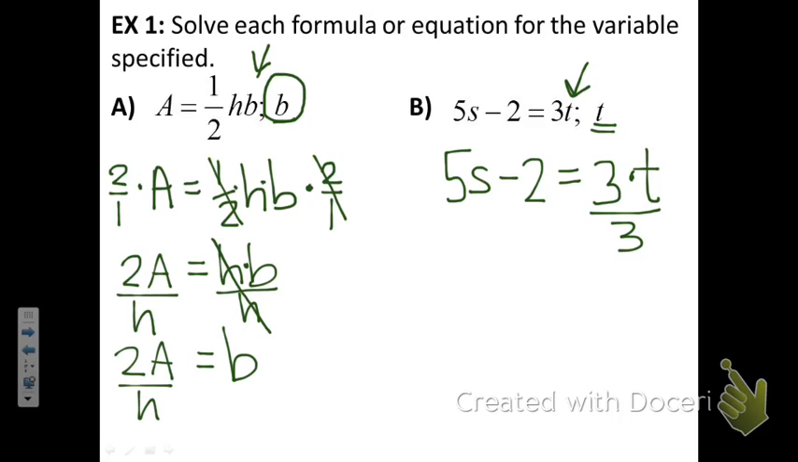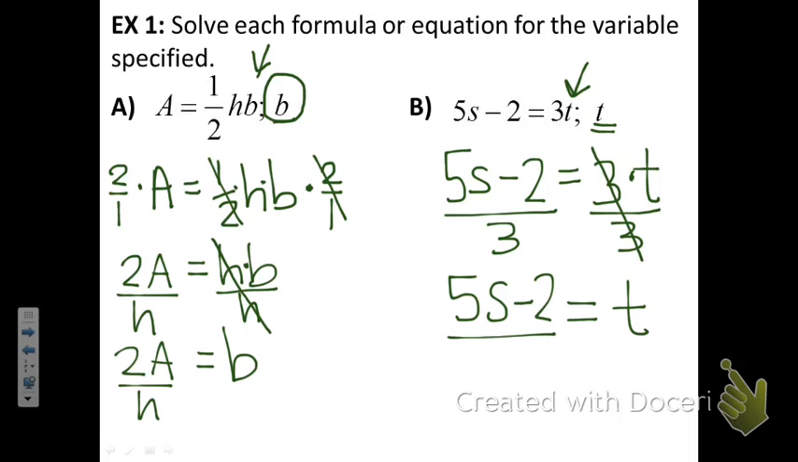So we can either divide by 3 right there to the whole thing, or you can distribute the 3 to both. For our purposes today, we just need to divide everything by 3, but you can distribute it to both. On the right side of your equation, those 3's will divide out, and you're left with a t. On the left side, nothing simplifies, so you're left with 5s minus 2 over 3, and that is your solution.